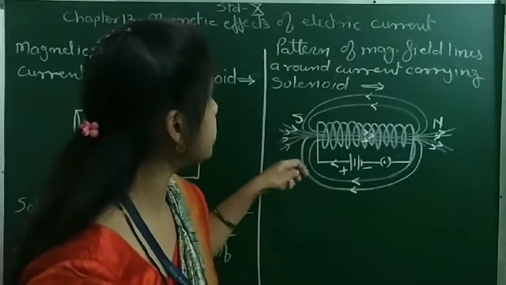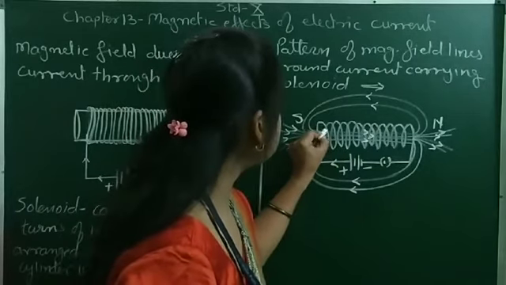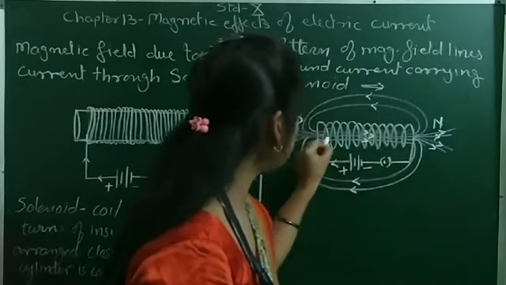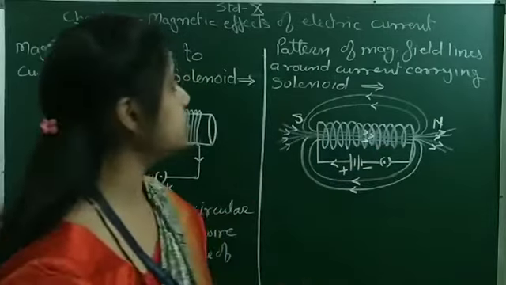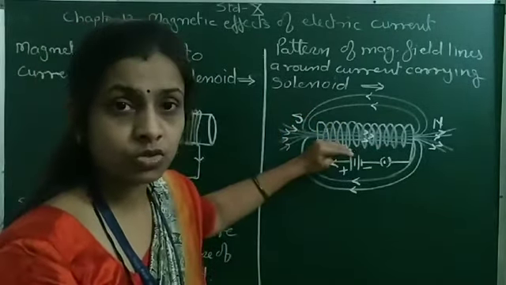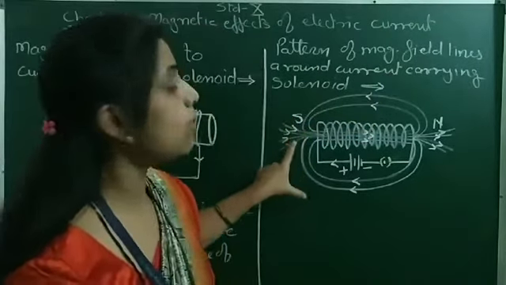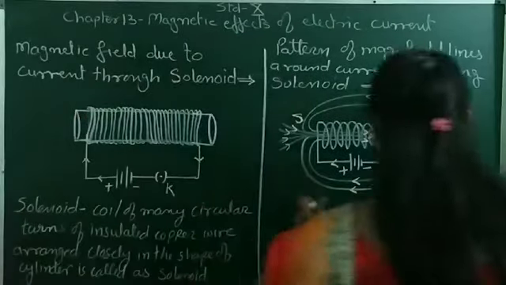Now here you can see how the magnetic field lines are inside the solenoid. Inside the solenoid we see that the magnetic field lines are parallel to each other. So this is the pattern of magnetic field lines around the solenoid, and it is just similar to the bar magnet.